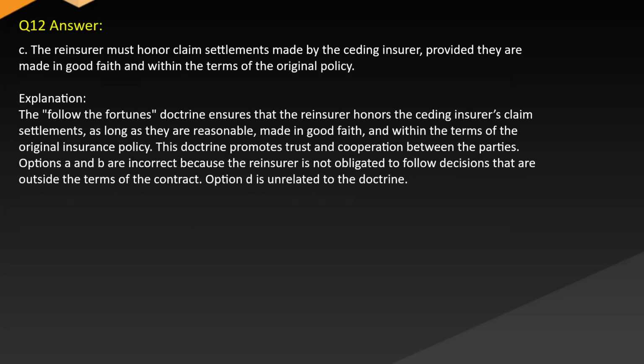Answer. C. The reinsurer must honor claim settlements made by the ceding insurer provided they are made in good faith and within the terms of the original policy. Explanation. The follow the fortunes doctrine ensures that the reinsurer honors the ceding insurer's claim settlements as long as they are reasonable, made in good faith, and within the terms of the original insurance policy. This doctrine promotes trust and cooperation between the parties. Options A and B are incorrect because the reinsurer is not obligated to follow decisions that are outside the terms of the contract. Option D is unrelated to the doctrine.